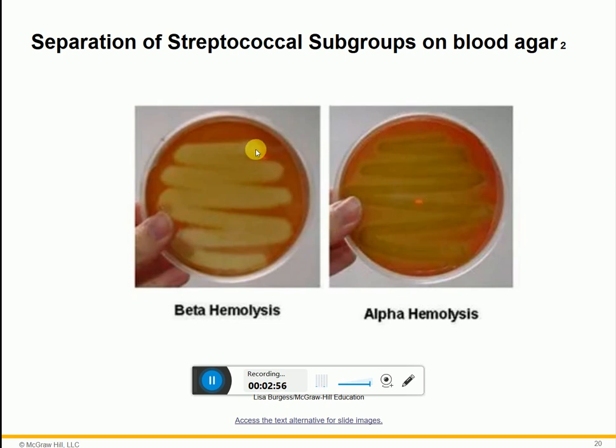Okay, so here when it's clear, this is complete hemolysis. We call this beta hemolysis. Incomplete gives you more of a greenish color due to the incomplete hemolysis of the RBCs, and that is known as alpha hemolysis.